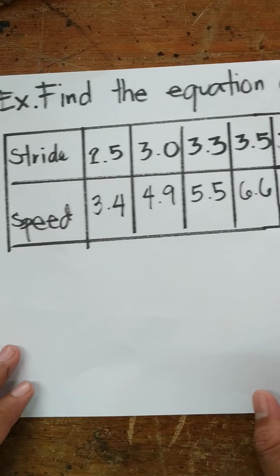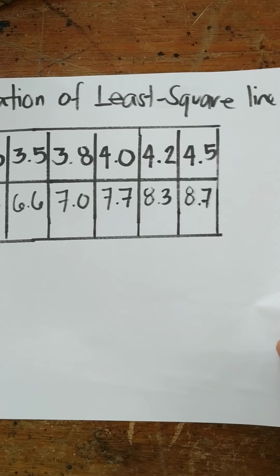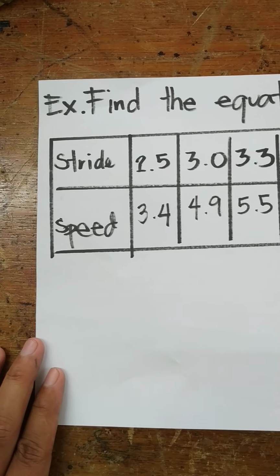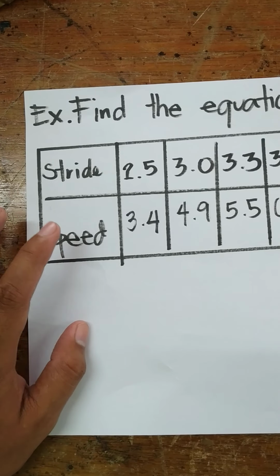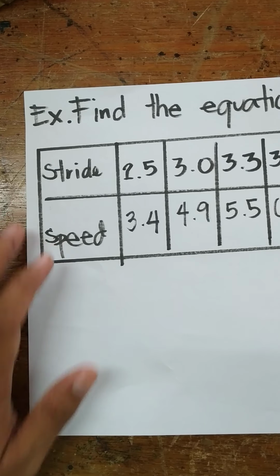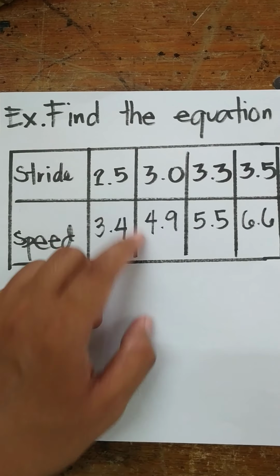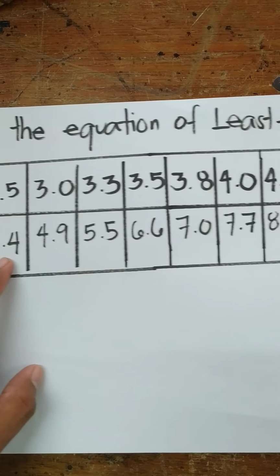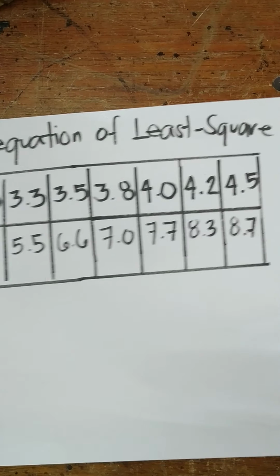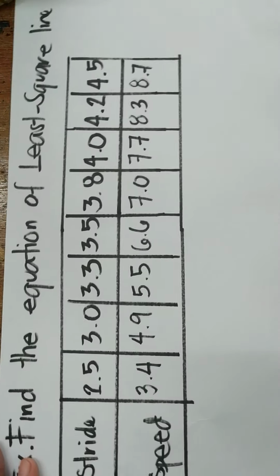So, for example, find the equation of the least squares line given the table. This is our stride length and our speed in meters per second. We have 2.5 meters, its speed is 3.4, and so on up until the last one. I can share it with you in this way.